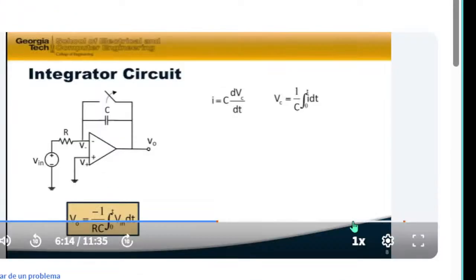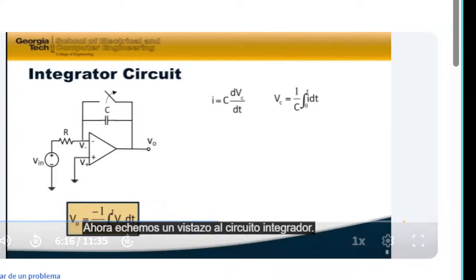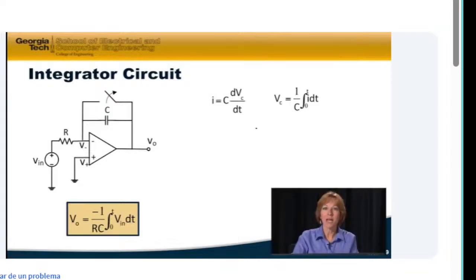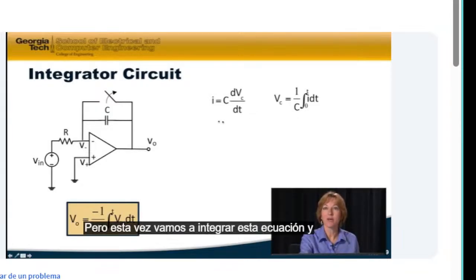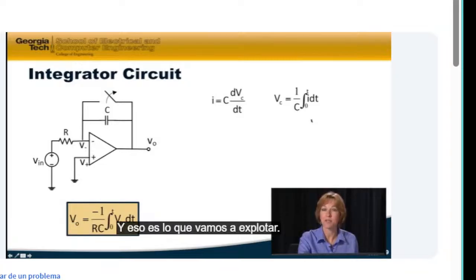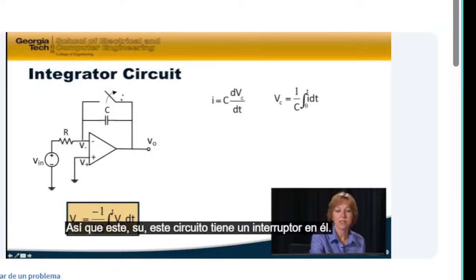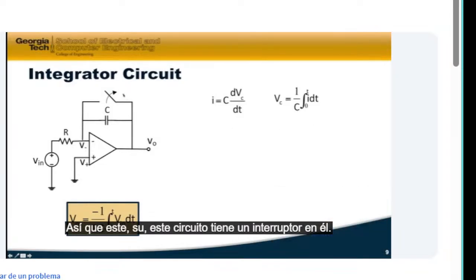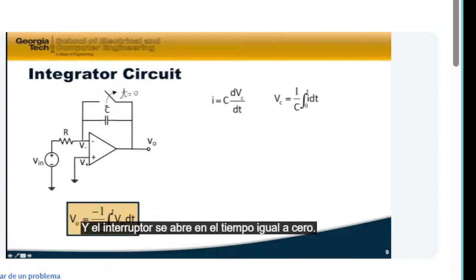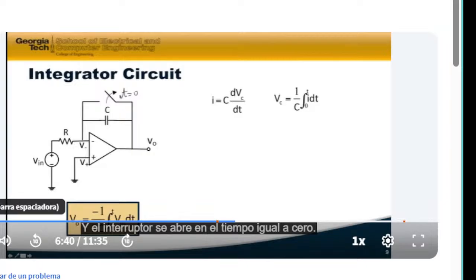Now let's take a look at the integrator circuit. The integrator circuit again uses the IV characteristics of a capacitor. But this time, we're going to integrate this equation and get the integral form of the IV characteristics here. And that's what we'll exploit. So this circuit has a switch in it. And the switch opens at time equals 0.